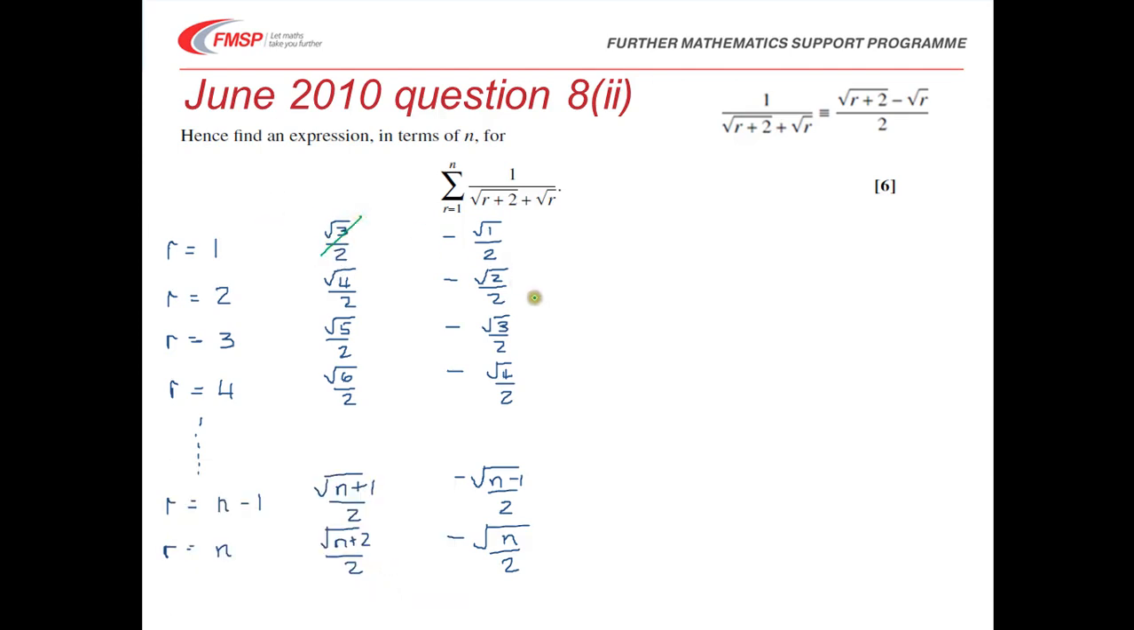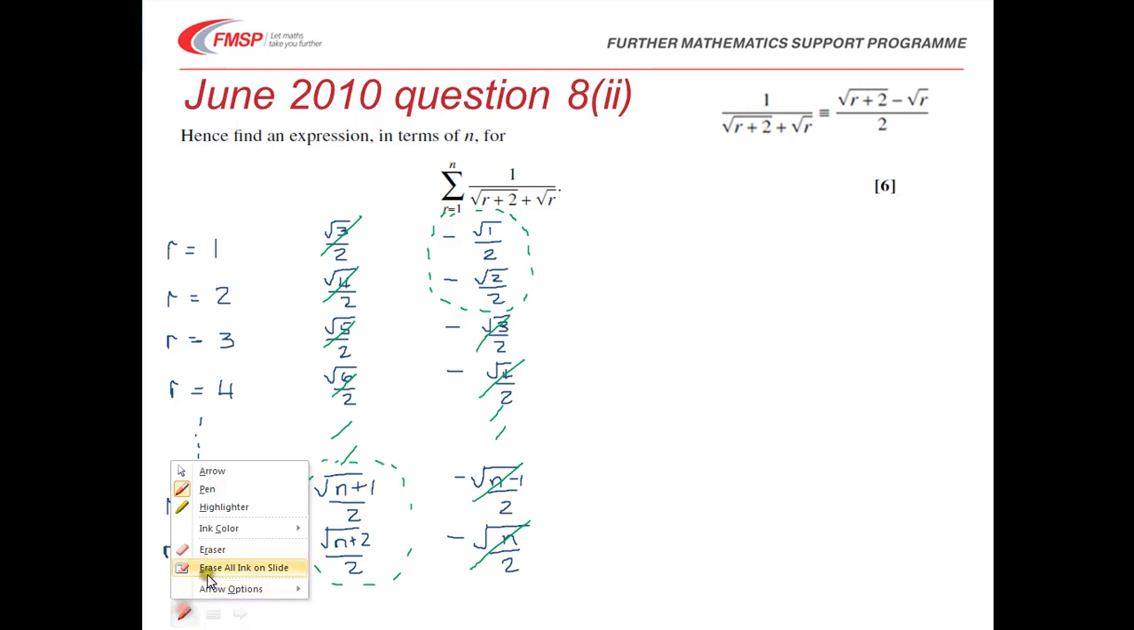So as I say, that term will cancel out with that term, and the root 4 over 2 and the minus root 4 over 2. So we can assume that this sort of pattern is going to develop all the way through. Similarly, these terms will cancel out with those ones, and maybe that term would cancel out with that one, and so on. So what we're left with is we've got two terms up here, and we've got two terms down here. And these are the terms that are now going to give us our sum.